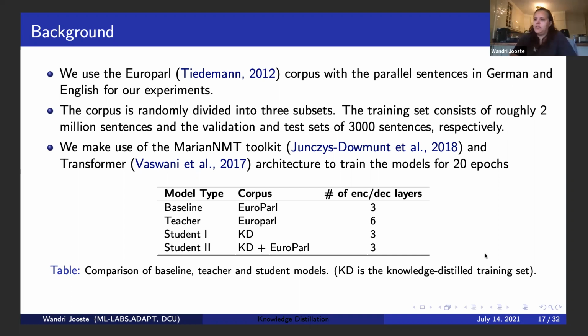So the table there shows the difference between our models, where the baseline and the student models only have 3 encoder and decoder layers, and the teacher has 6 encoder and decoder layers. The difference between the baseline model and the student models is that the baseline was trained on the original training set, and there are 2 types of student models. They were either trained on the knowledge distilled training set, or a combination of the knowledge distilled training set and the original training set.